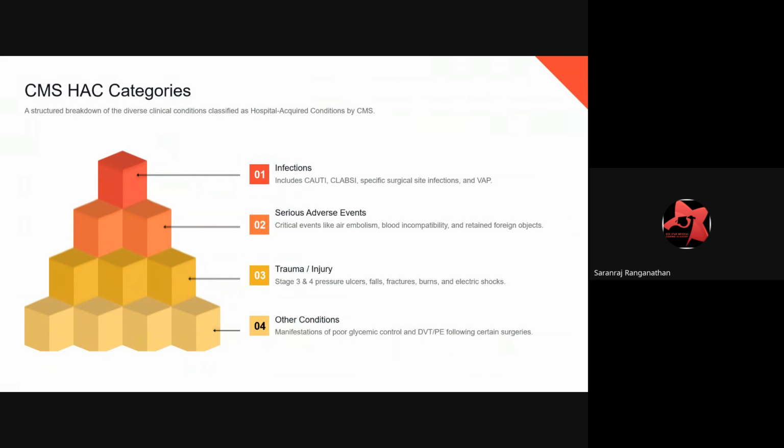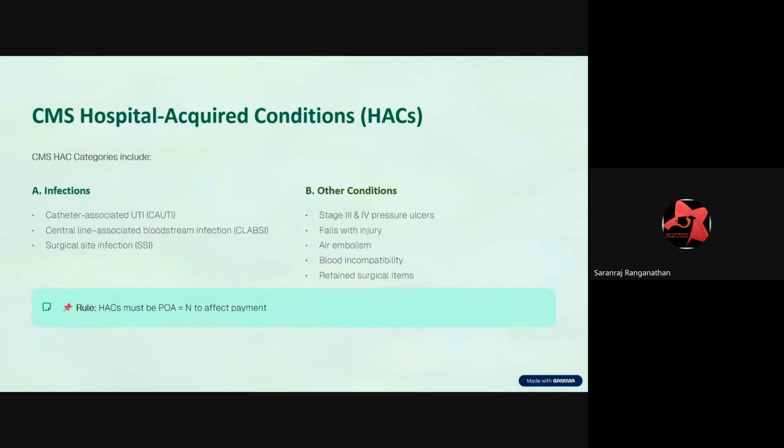So I need to use an indicator, the POA indicator, POA N. If I use POA N, it means I can directly relate that to a hospital acute condition. That is how these 4 categories are given for the hospital acute conditions. So if you see the CMS hospital acute conditions, there are infection and other conditions.